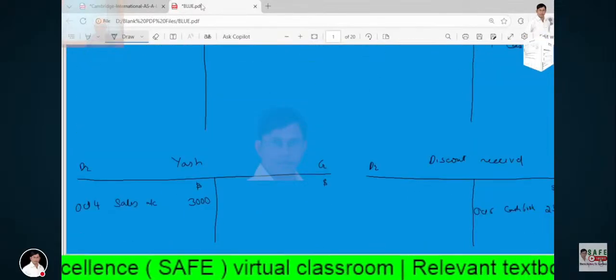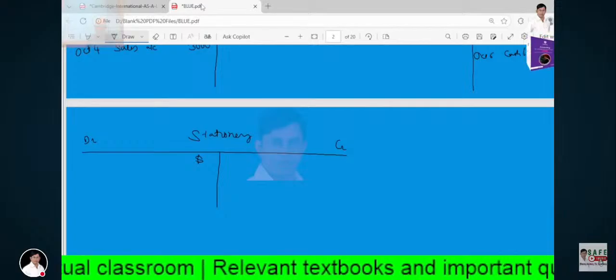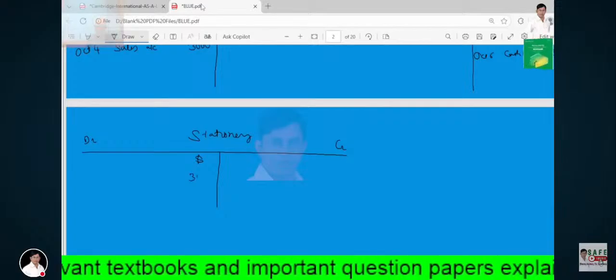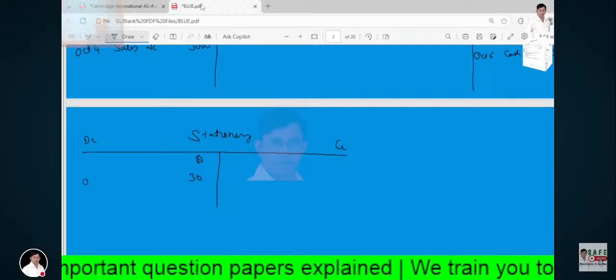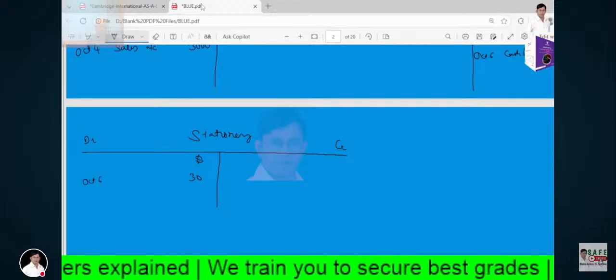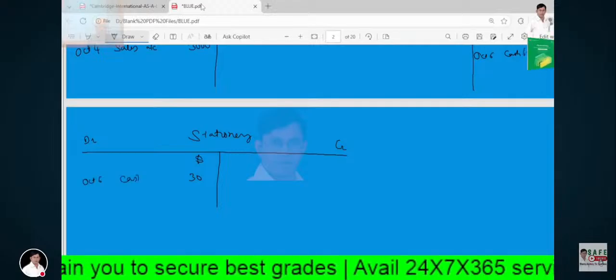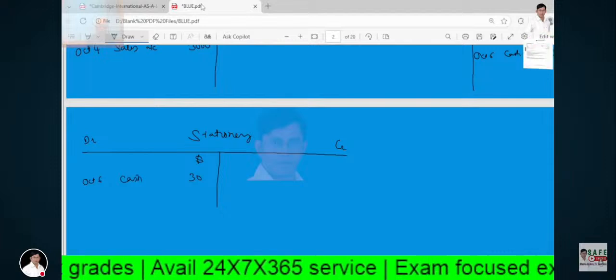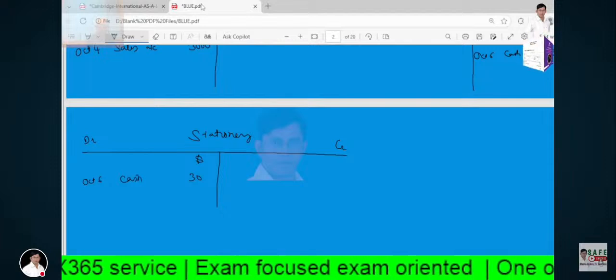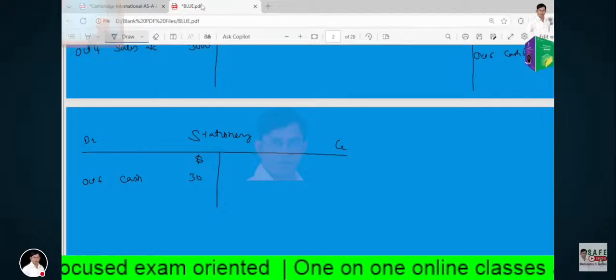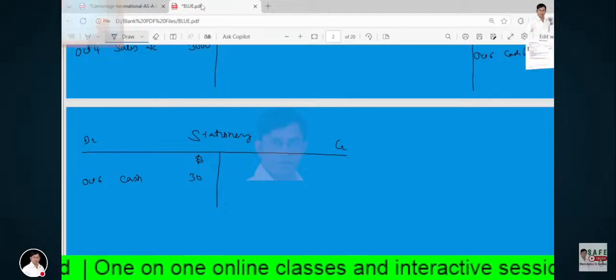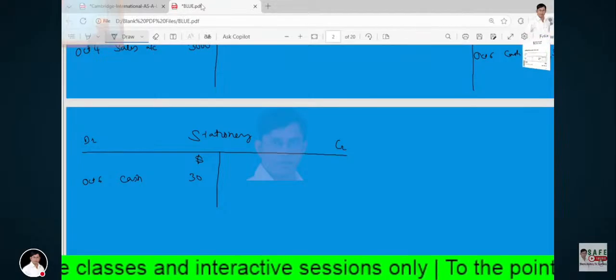So what you have to do? You have to write in stationery here, October 6th. So through cash, we have paid stationery. Stationery account is always debit, and we have to credit cash. So because cash is going out, debit stationery with 30, credit cash.